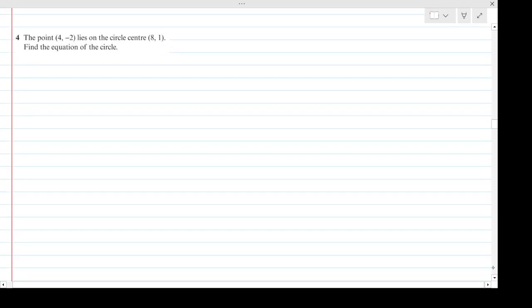Cool. Okay, so we were then told here the point 4, minus 2 lies on the circle, and the circle has centre 8, 1. It's a bit of a weirdly worded sentence there. Find the equation of the circle. So we are told the centre is 8, 1.